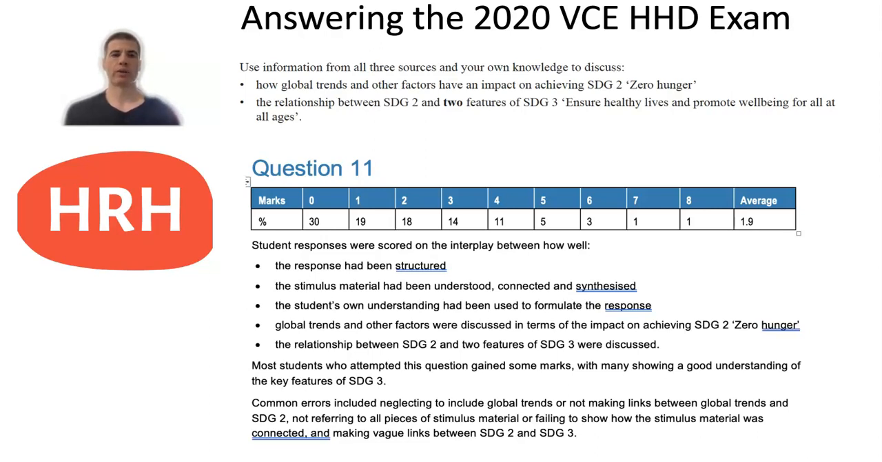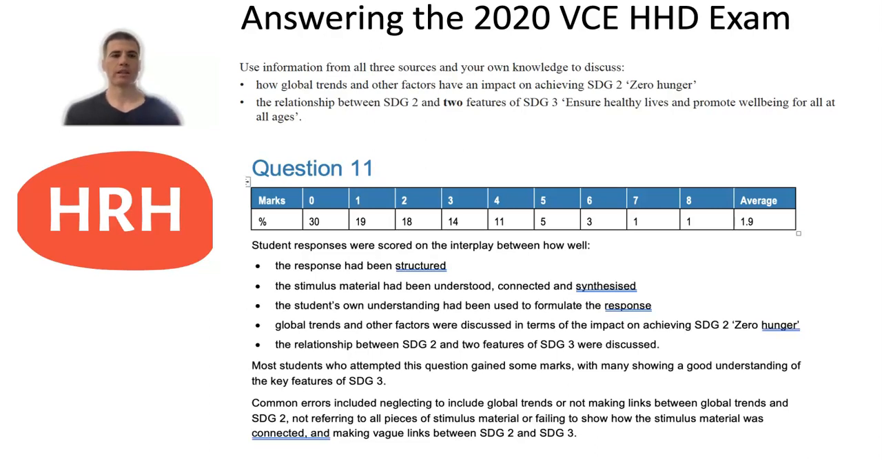Okay, so you could bring in any of those that you thought were relevant, but it also says other factors. So you could bring in other aspects of Unit 4, such as, say, poverty and global marketing, and think about how they could have an impact on achieving SDG 2, and then the relationship between SDG 2 and 2 features of SDG 3. So there's quite a bit to this question, and obviously it's the extended response, so you'd expect that.